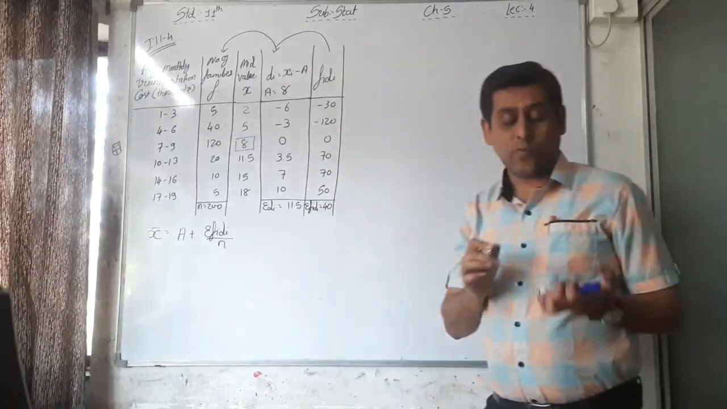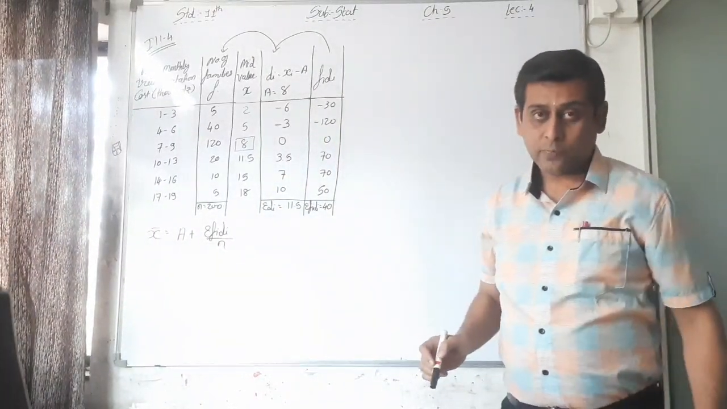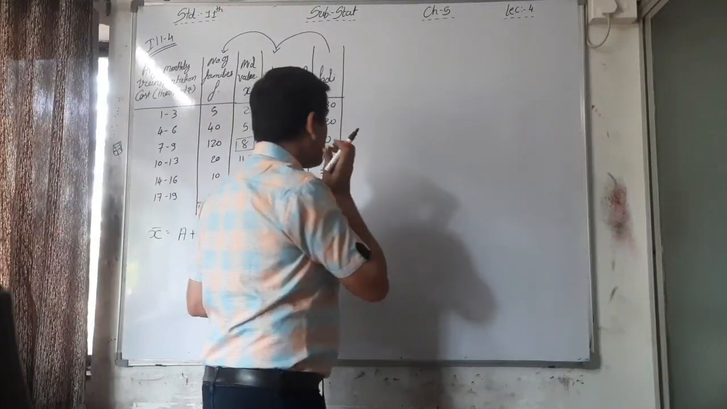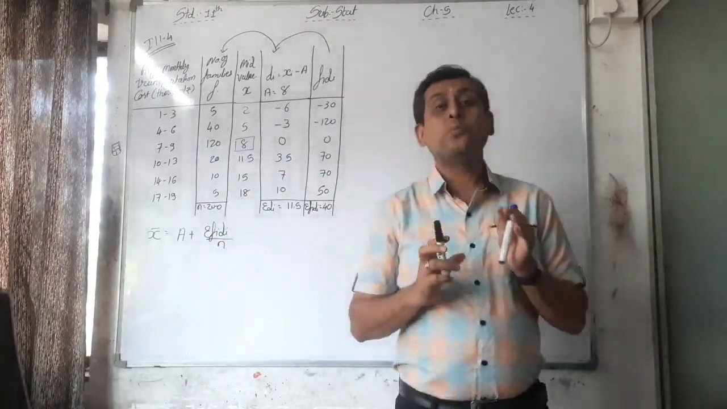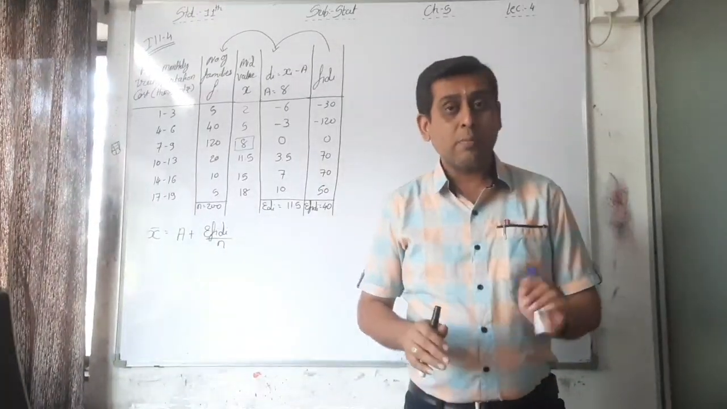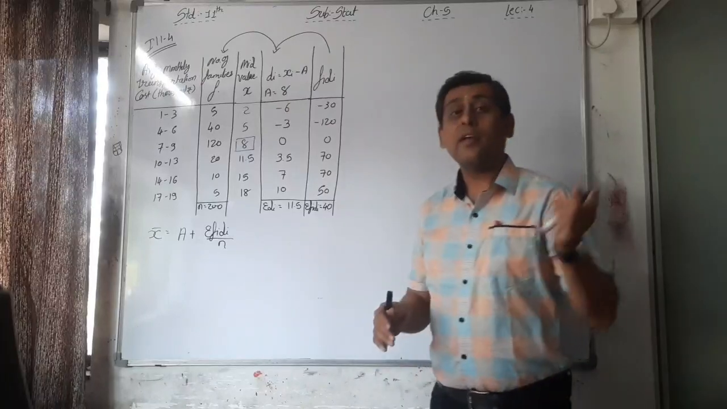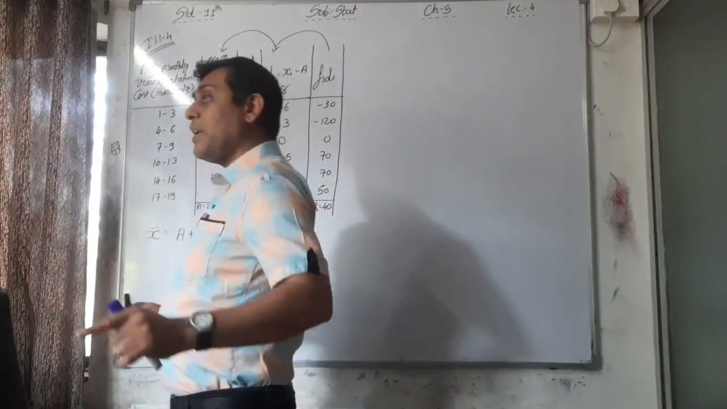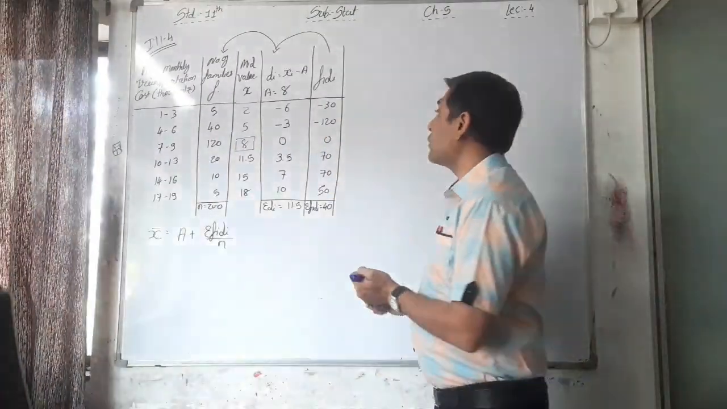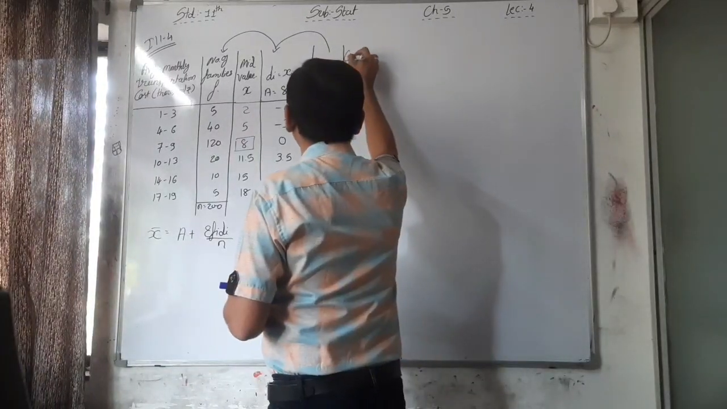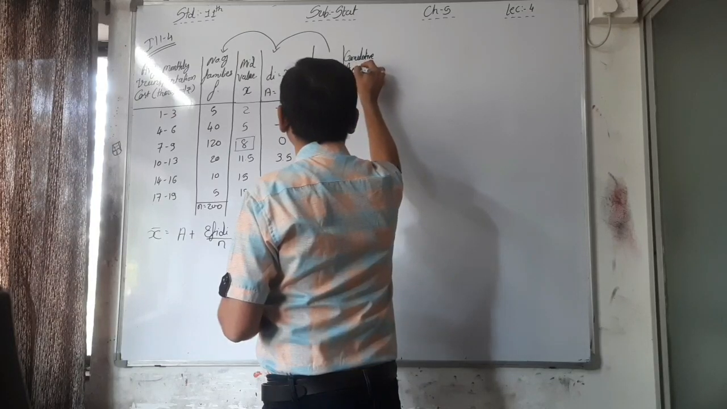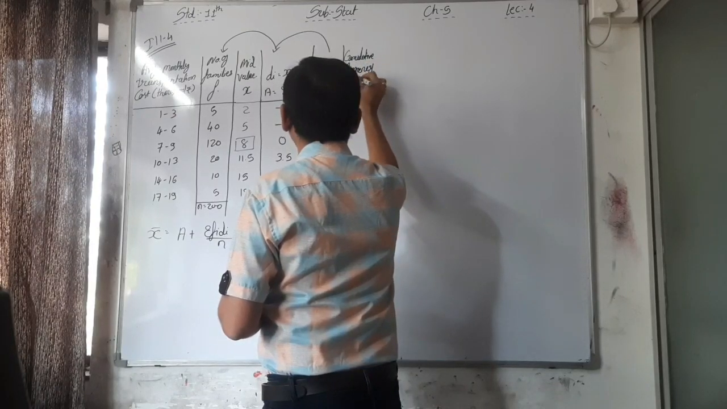Okay, so here I am writing. To find out the median, which column do we have to prepare? We have to prepare the CF column, that is the cumulative frequency column. If we want to find out the mode, then no extra column is needed. But here mode is ill-defined. That's why if we want to find out the median from this data, then one extra column we have to prepare, that is called cumulative frequency, CF.